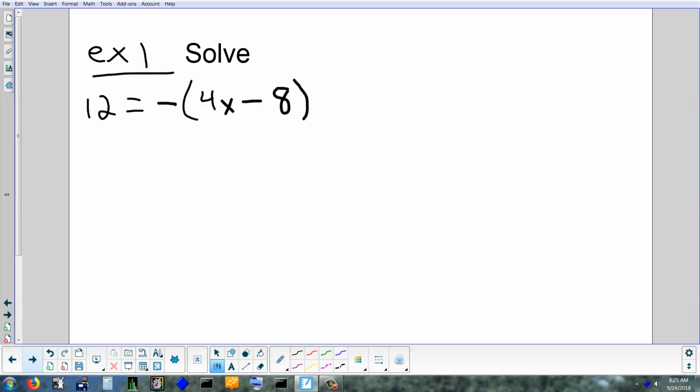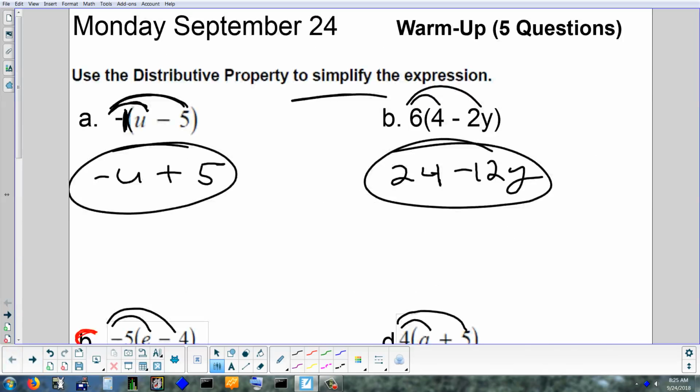Okay, so this one's kind of similar to what we did, I think, the first problem in the warm-up, if you look at what you're distributing. So it says 12 equals negative, and then in parentheses 4x minus 8. Okay, I'm going to go back to the warm-up for 1 second, and I want to look at how this looks different than the problem in the warm-up. Besides the exact numbers. The numbers might be different, but let's go back and look at it. How does that look different than what we're trying to do right now?